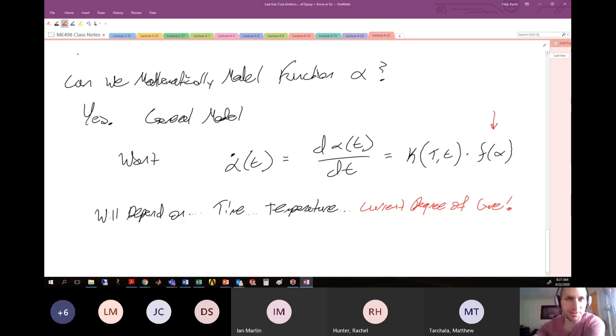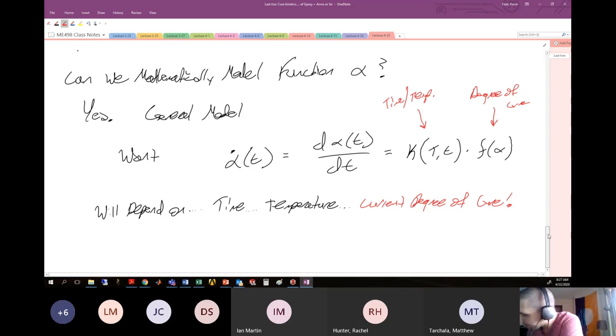So this takes care of degree of cure. And this takes care of time temperature dependence. All right. So some function k, which is a function of time and temperature, multiplied by some function of alpha, which is the degree of cure history, right? Which is something that we'll need.